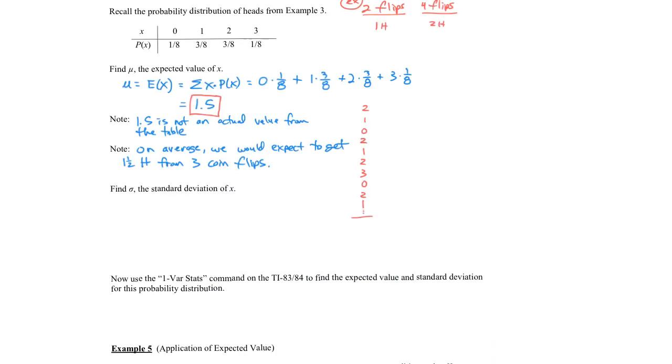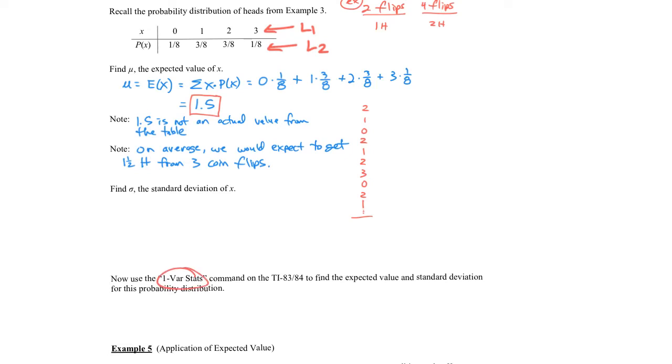Okay, then you see it says find sigma, the standard deviation of x. Well, this is where I used to do this by hand, but I just haven't been doing that anymore. So what we'll do is we'll go right down here, do the one variable stats command. We want to find the expected value and the standard deviation. So the way we do that is we have to put the actual outcomes in list 1, and these probabilities in list 2.